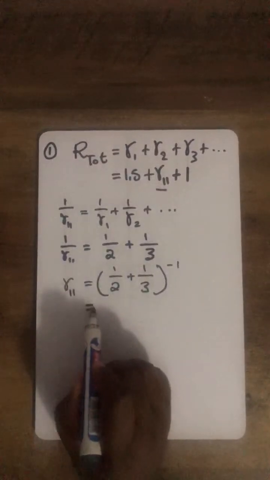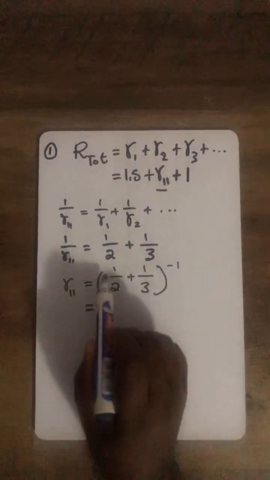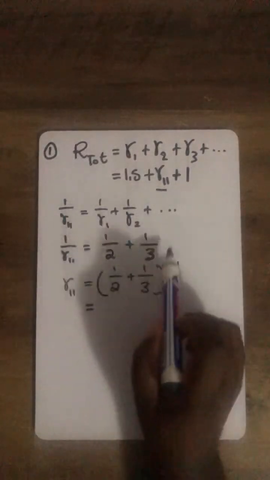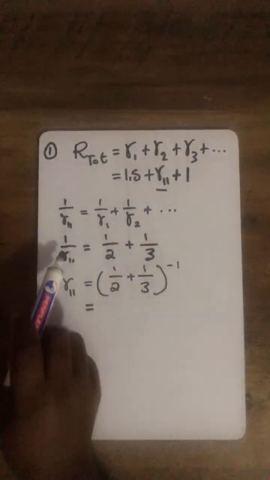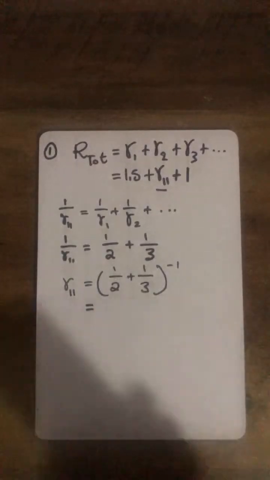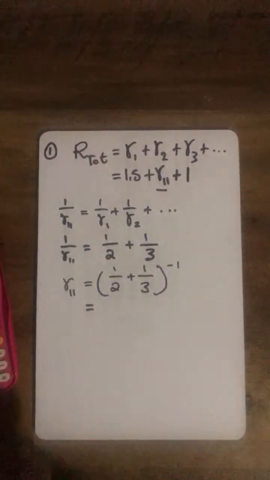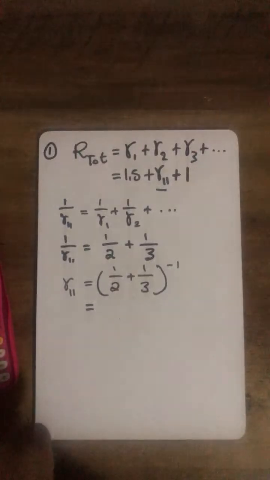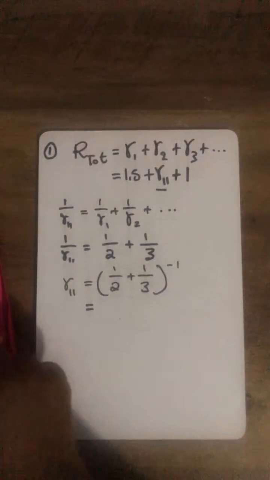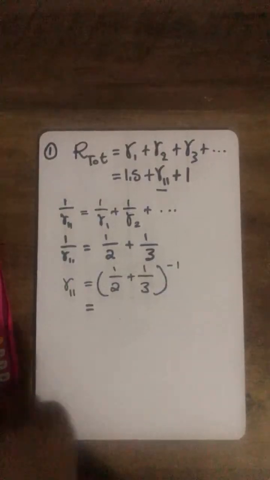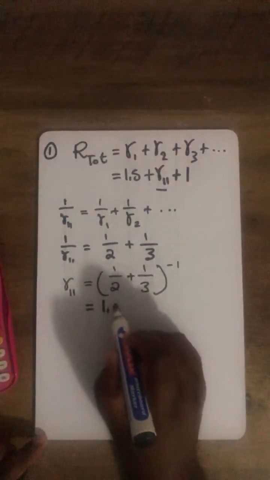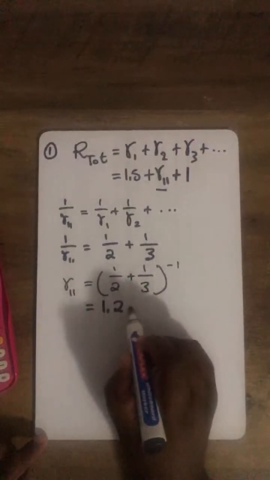So as you punch all of this in, it helps you get 1 over R parallel. But what we are looking for is not 1 over R parallel, but R parallel. So you can open your bracket and say 1 over 2 plus 1 over 3, and then you close the bracket and say to the exponent of negative 1. It gives you 1,2 ohms.